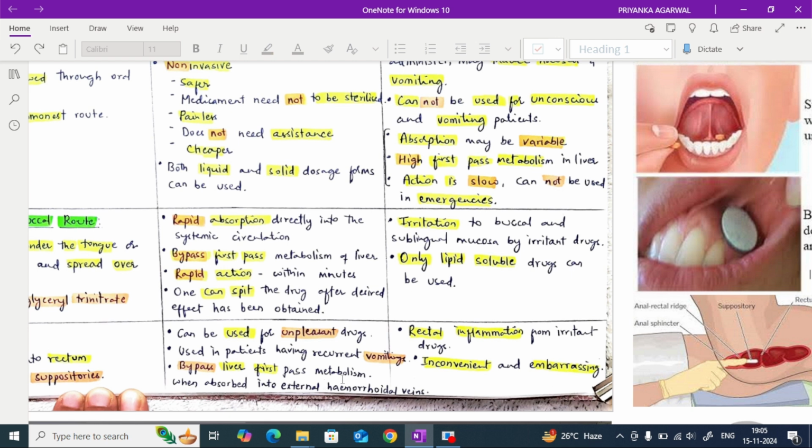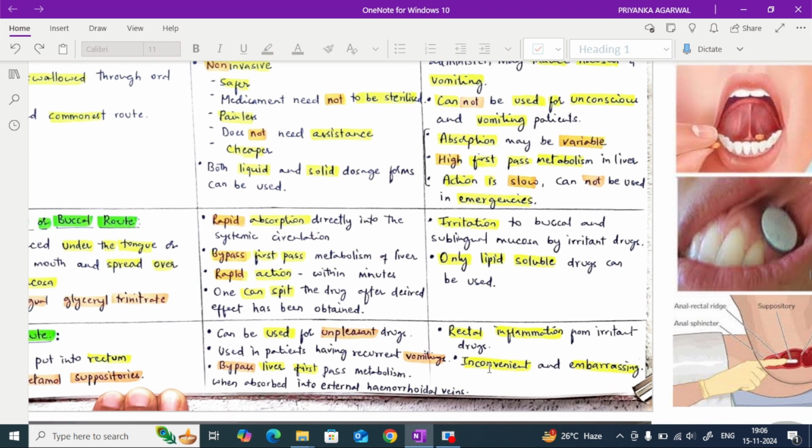So we have some vein name here, external hemorrhoidal veins. If you can remember this, it's okay. If you want to avoid it, no problem. Okay. Now coming to the limitations, as I said, the first limitation will be the irritation to the rectum, inflammation from irritant drugs, and it is very inconvenient and embarrassing.